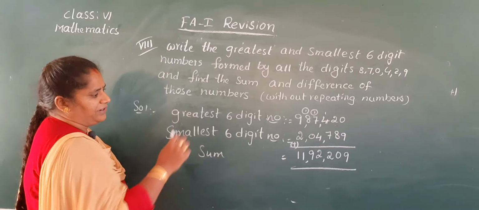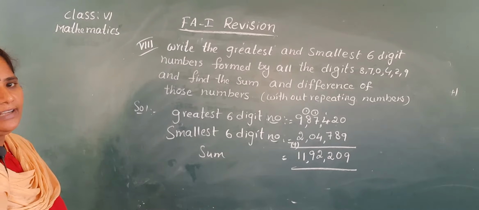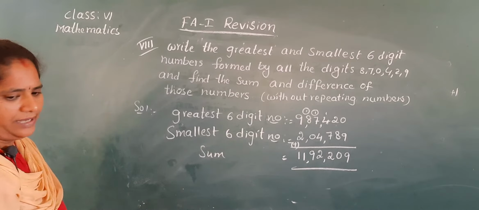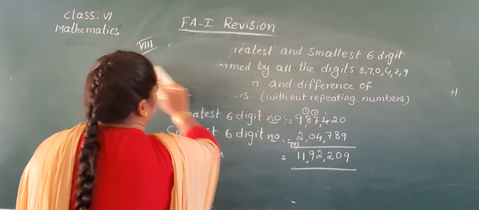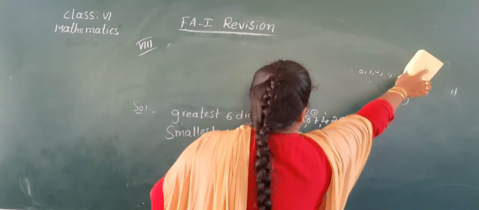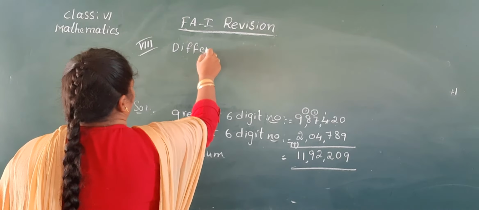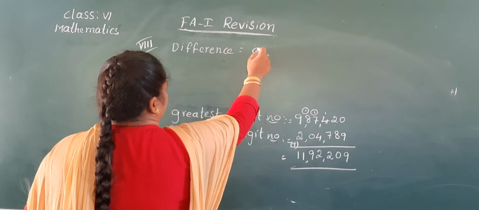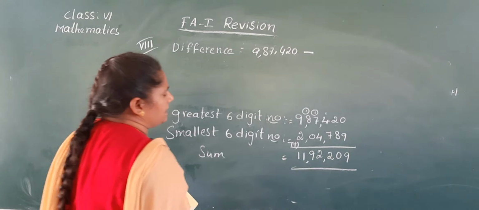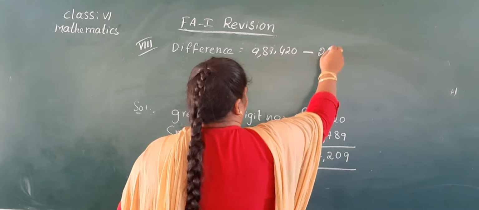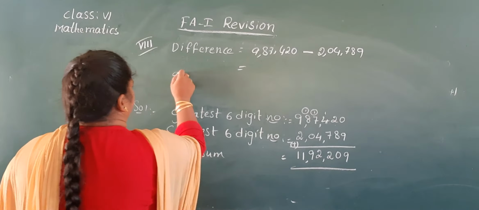Now we find the difference. The space here is not enough, so note it down in the homework next to the difference. The difference equals the greatest 6-digit number, 9,87,420. Difference means minus. So minus 2,04,789. You do this subtraction on the side.